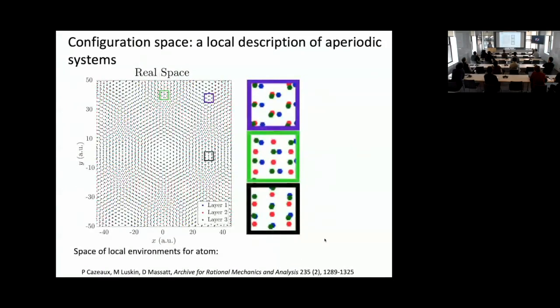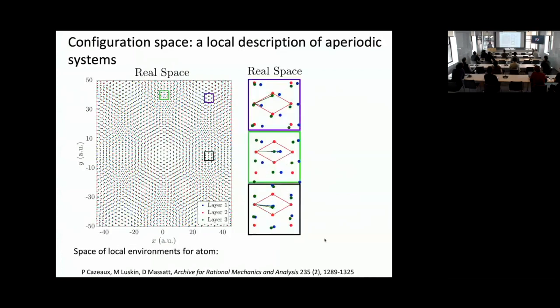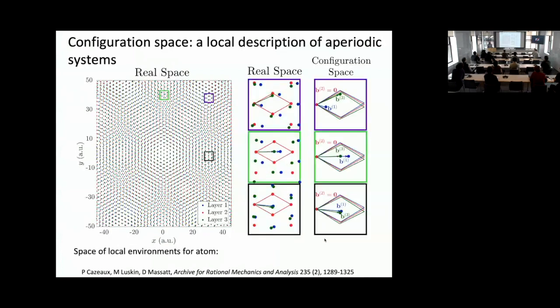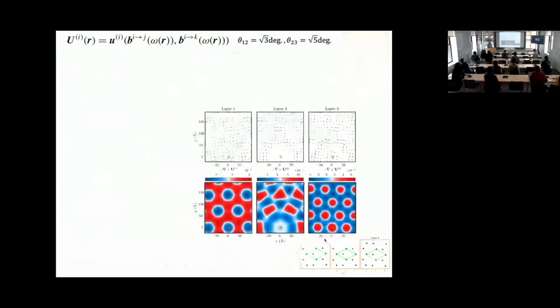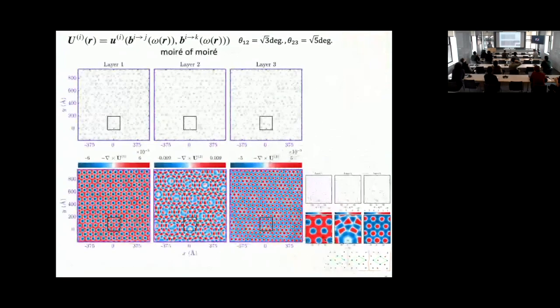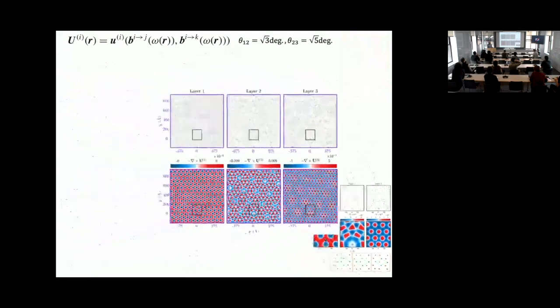You can extend the same configuration space picture to these tri-layer systems, and my student Zoe Zhu has done a wonderful job in analyzing the patterns here, the relaxation patterns, which involve similar twists as the ones that I was telling you earlier, but it also involves the formation of larger and larger moiré length scales.